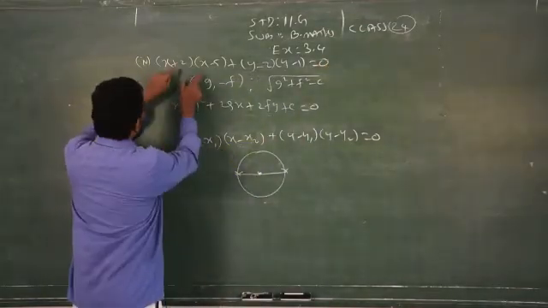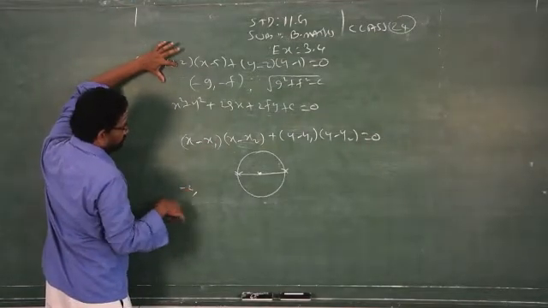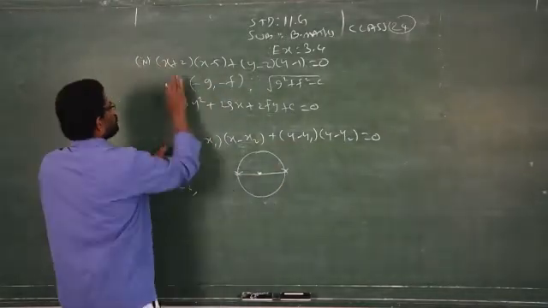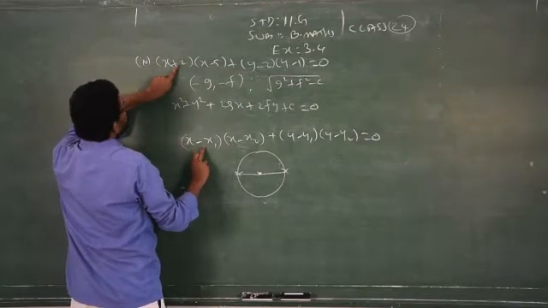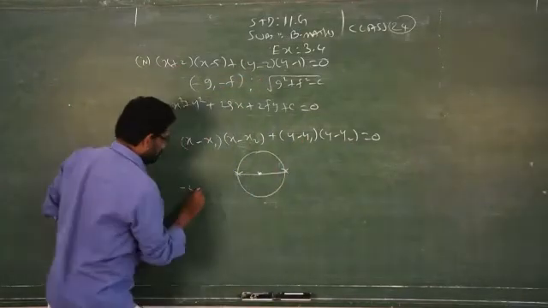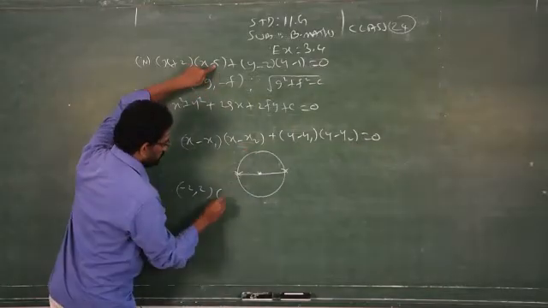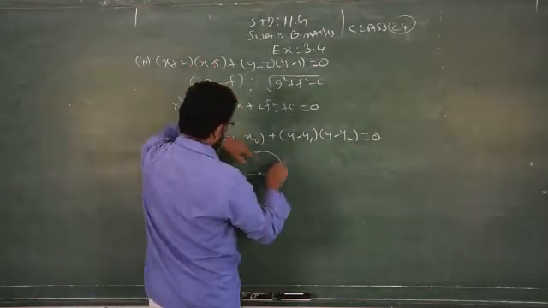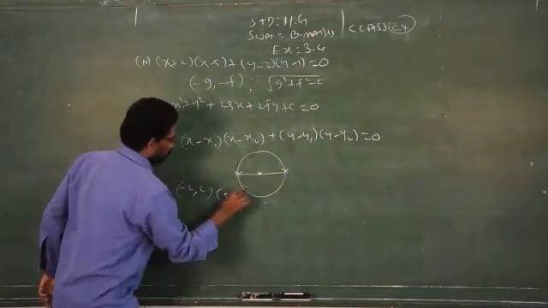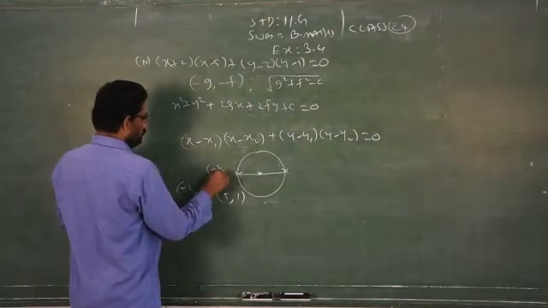Clear? So now I am comparing this one, here minus x1. So you have to change the sign: x1 is minus, minus 2, that is plus 2... comparing this one, x1 is minus 2, then what is y1? Then compare the next one, minus x2, that is minus into minus, plus 5. Again compare that minus 2, that is 1. Clear?